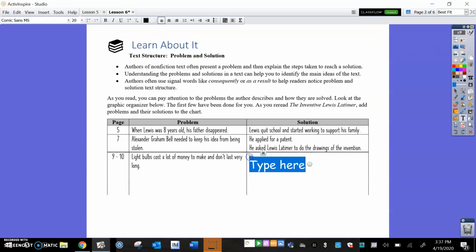So let me go over here and make my text smaller. Latimer used a, let me double check, filament.